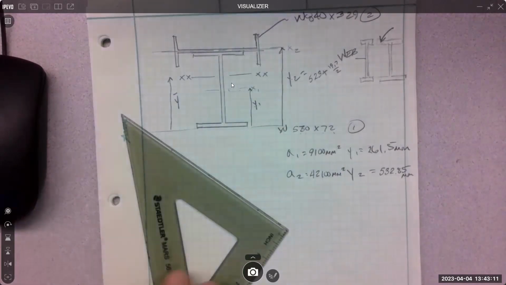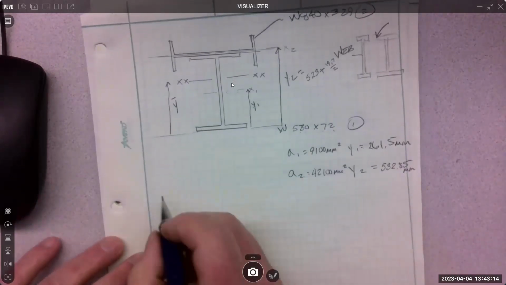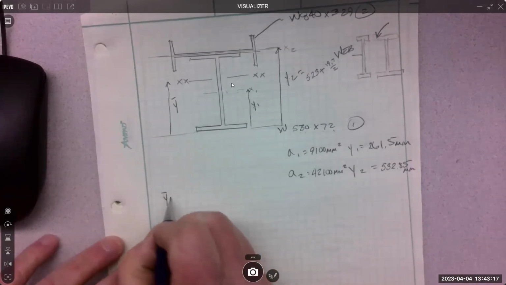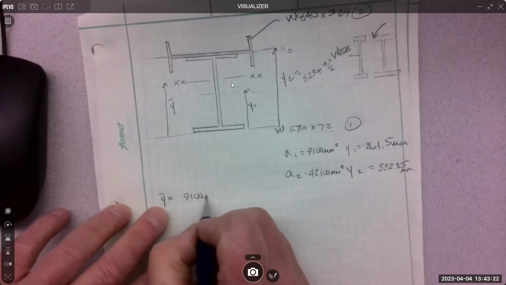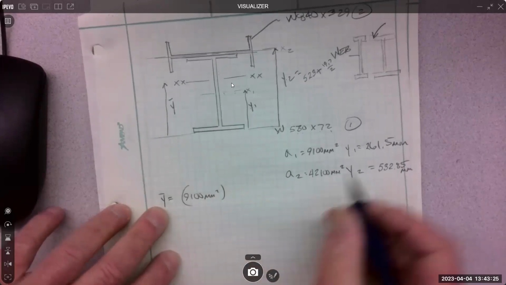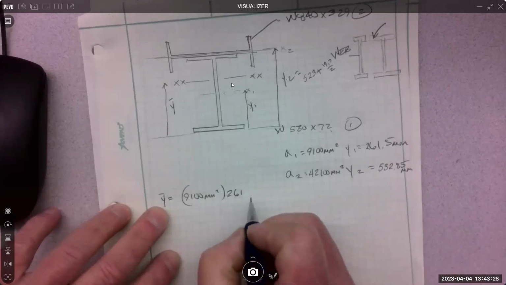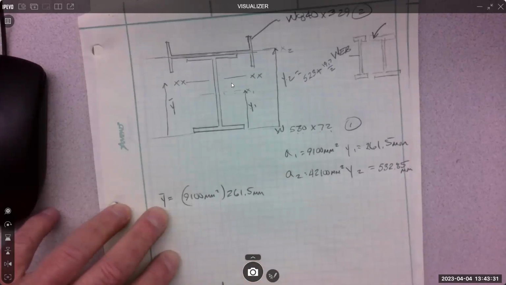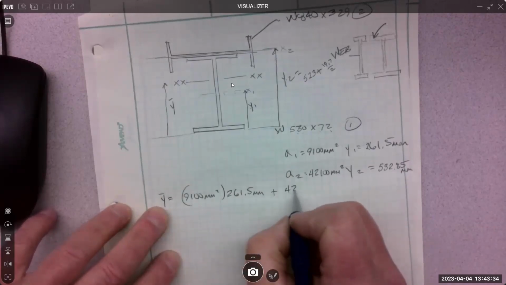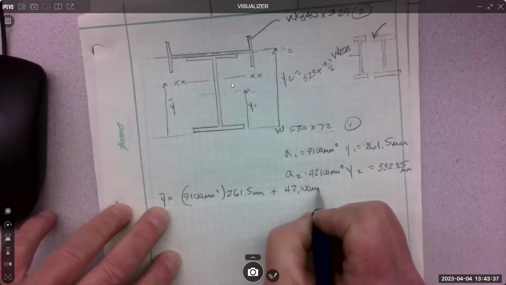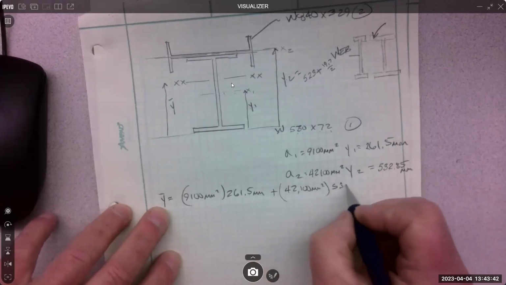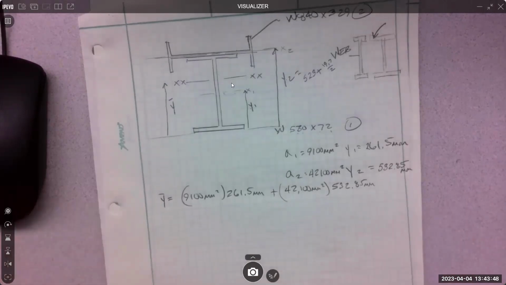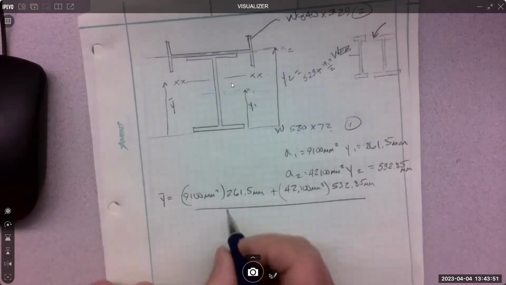Now we have the parts and pieces to do the equation. Y bar equals A1 Y1 plus A2 Y2, all over the total area.